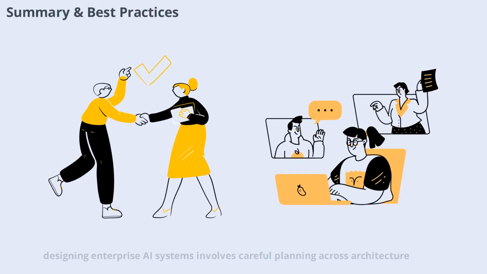Summary: designing enterprise AI systems involves careful planning across architecture, data pipelines, agent workflows, and security. By leveraging best practices like hybrid search, robust chunking, secure execution, and continuous evaluation, organizations can build scalable, reliable, and effective AI solutions. Remember, the key to success is balancing innovation with operational excellence, ensuring both technical and business goals are met.